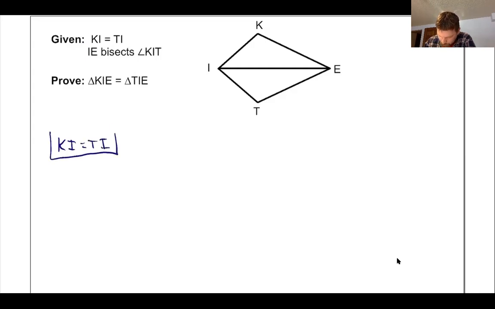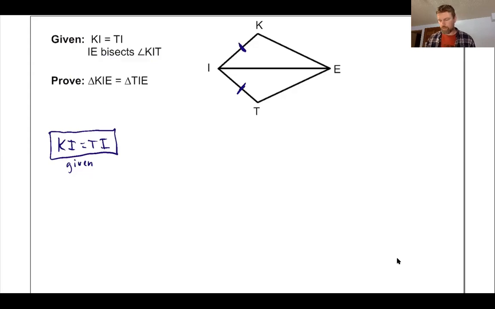That's something I know, so I put it in a box. And under that box, I write why I know it's true. I know it's true because it was given. Same thing as in a normal proof. After I write that, I like to mark it true on here, KI and TI, because it's going to help me figure out how I'm going to prove that these triangles are congruent.